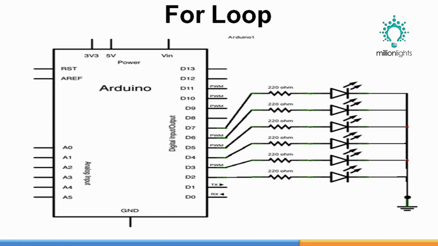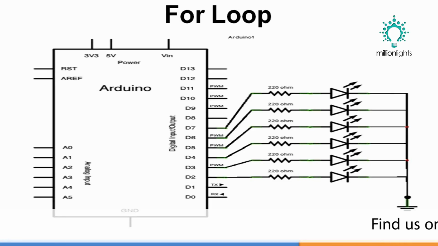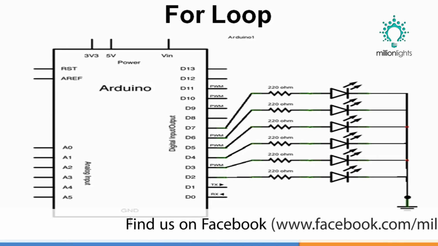This is how the circuit diagram looks. We are using 6 LEDs. These 6 LEDs will be connected to the Arduino board. Pin number 2 is connected to the first LED, pin number 3 to the second LED. So from pin number 2 to pin number 7 we are connecting them to the LEDs.